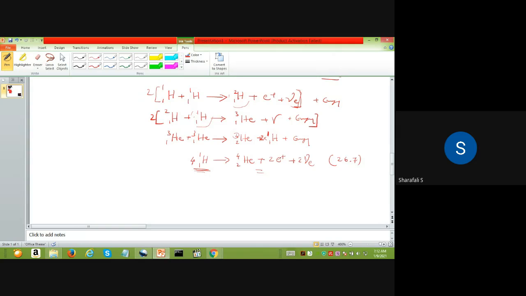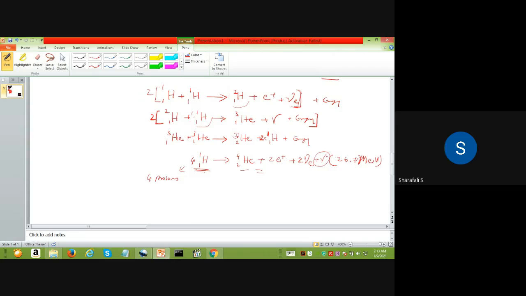So this is one of the possible ways of nuclear fusion reaction with this much energy. This is 26.7 megaelectron volt. So this is nothing but 4 protons combining together and forming helium 4 plus 2 positrons plus 2 electron neutrinos. This gamma also will be there. You can write that. Otherwise, this gamma will normally come with this energy. So you can write that also, no problem.